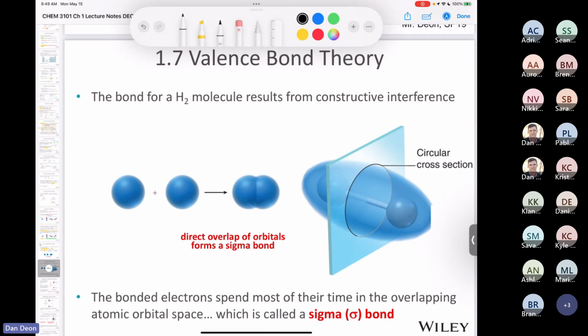All right, so again, going back to this whole concept or notion of constructive interference, let's say when we overlap our two s orbitals, so again, let's say we have a 1s1 orbital here and a 1s1 here, right? These are two hydrogen atoms. This is a hydrogen, this is a hydrogen, then we overlap them to form a hydrogen molecule. When we take a cross section of the sigma bond, we get a circle. So we get a circular cross section, and that's when we have a sigma bond.